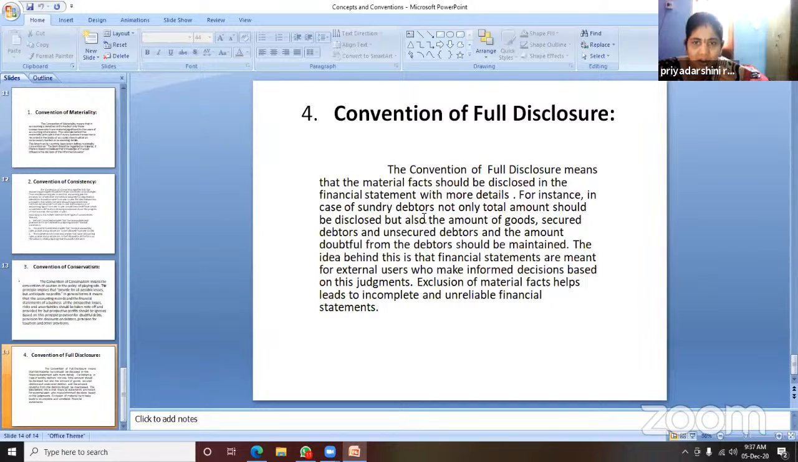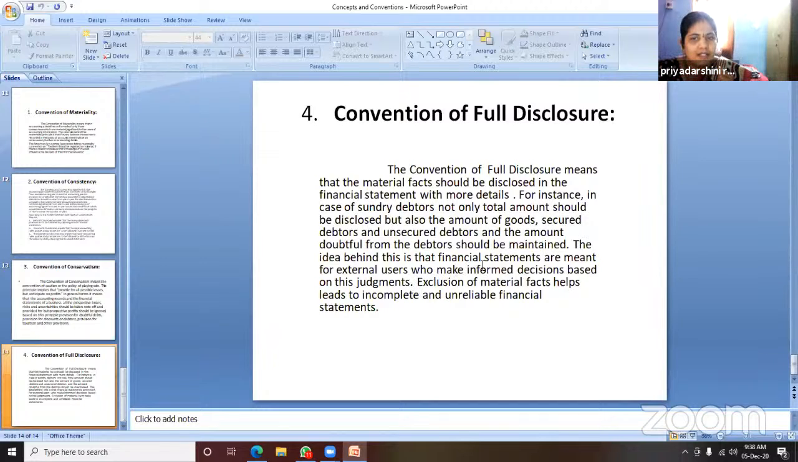If the information is regarding sundry debtors, not only the total amount should be disclosed, but also the amount of good, secured debtors and unsecured debtors, and the amount doubtful from the debtors should be maintained. We are providing the information regarding debtors, so we should show the secured debtors as well as unsecured debtors and the amount doubtful from the debtors. This is how we are providing full information regarding the debtors. We must disclose the full information, not half information. There is no hiding of information.